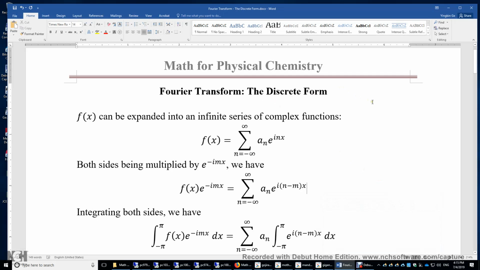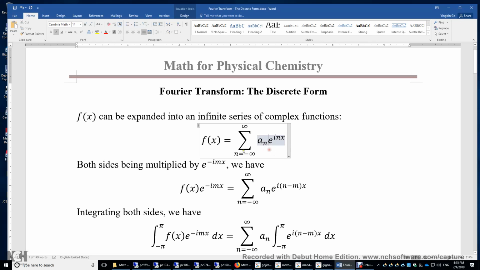In this video, I will derive the discrete expression of the Fourier transform. An arbitrary function f of x can be expanded into an infinite series of complex functions in this form: the sum of a sub n times e to the power of i n x. i is the square root of -1. n is an integer from -infinity to positive infinity. We will now derive the expression of a sub n.